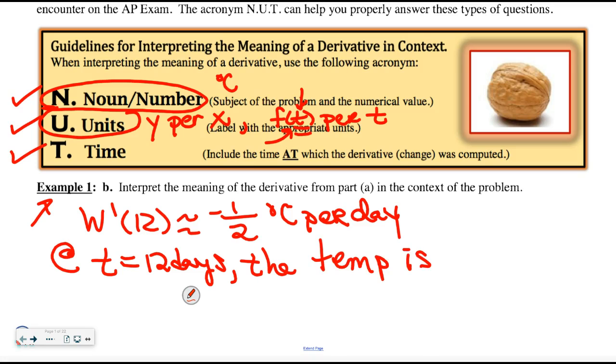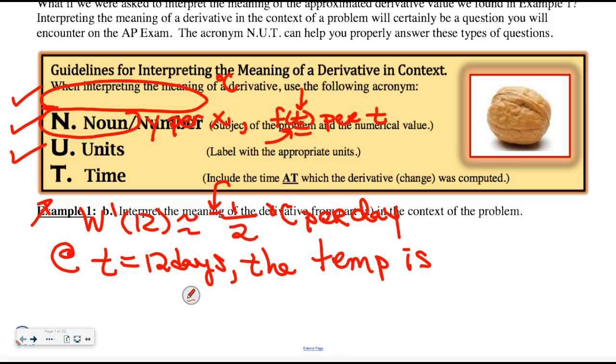Temperature is, now here's where you have to be careful. Because it was negative, it was going down on average, right? But if you're going to use the word decreasing, then you'd say decreasing by 1/2. Don't say decreasing by -1/2. So it's safer to say changing and just leave the sign in here.